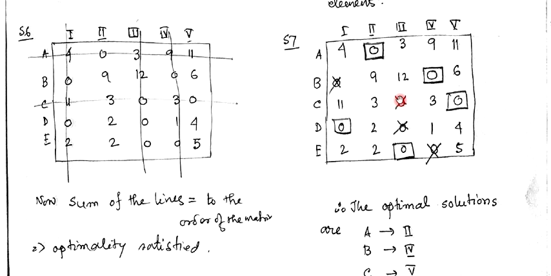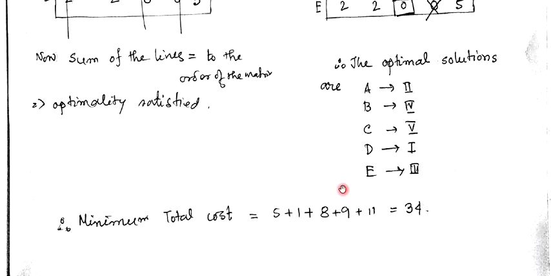Next, for the remaining zeros we use the trial and error method. If we choose this 0 as an assigned value, then this will be crossed off and this will be crossed off. And if this is crossed off, in this column only one 0 remains, which should be chosen. And if this is chosen, this will be crossed off. And since this is already crossed off, this will be assigned. So A is assigned to job 2, B is assigned to job 4, C is assigned to job 5, D is assigned to job 1, and E is assigned to job 3. So this is my optimal assignment.